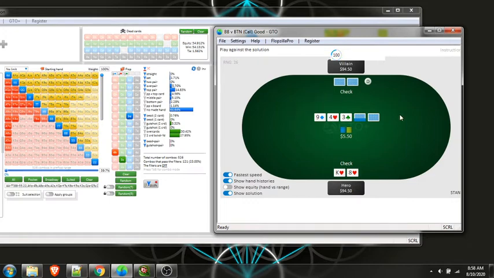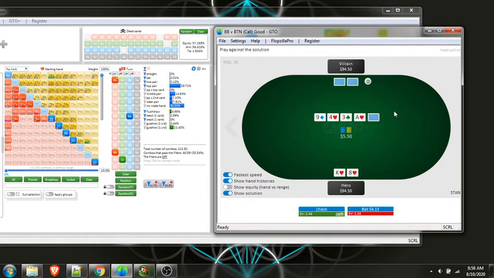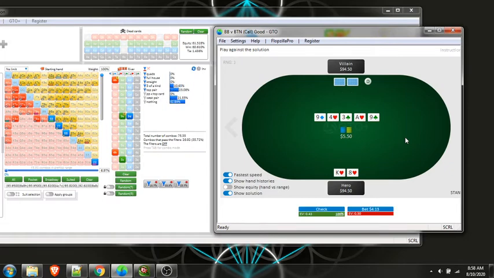Come on. We got the heart draw. Still around 30. Oh, it improved us to 42. I would have thought the ace would have hurt us. Check call. Doesn't say to bet. King high.